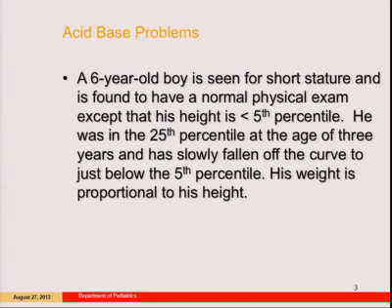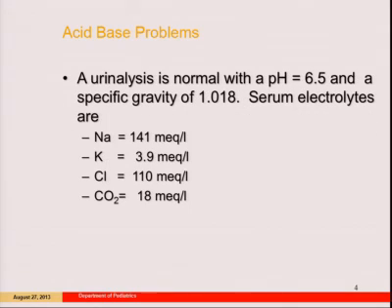This is all going to be demonstrated by cases. A 6-year-old boy seen for short stature is found to have a normal physical, except that his height is less than the 5th percentile. He was in the 25th percentile at the age of 3 years, has slowly fallen off the growth curve, and now he's below the 5th. His weight is now proportional to his height. A urinalysis shows a pH of 6.5, a specific gravity of 1.018, and his electrolytes are as follows.